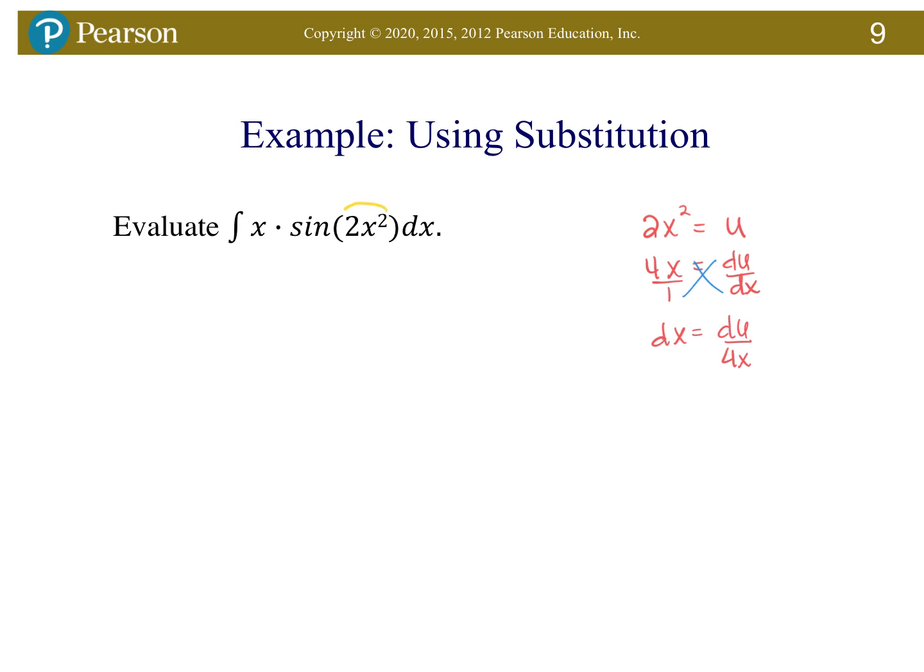So Nathan picked what was in parentheses, and I'm going to replace the dx at the end. I don't need to worry yet about the x, and I don't need to worry about the sine. I'm going to trust that those things are going to take care of themselves. So I end up with x times the sine, replace the yellow with the parentheses of u, and then replace dx with du over 4x. And then I can see that the reducing is going to happen.